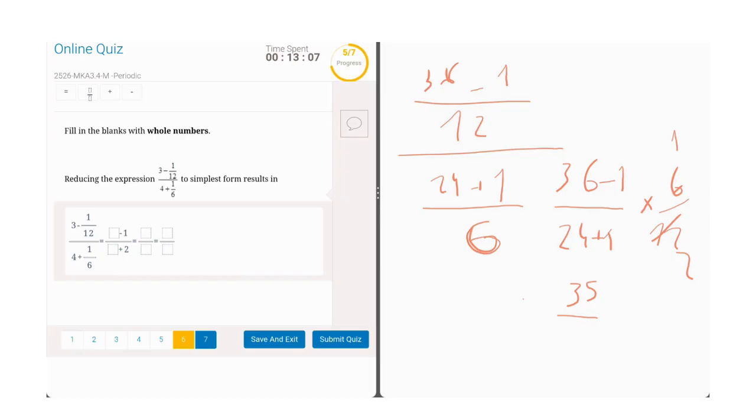So they do it like this. 24 plus 1 would be 25. They multiply it by 2, so 25 multiplied by 2 would be 50. Then you can cancel out 50 and 35. They can both be divided by 5. You get 7, and then you get 10. Now you can fill in the blanks.